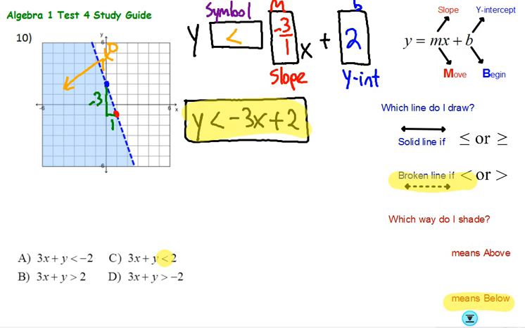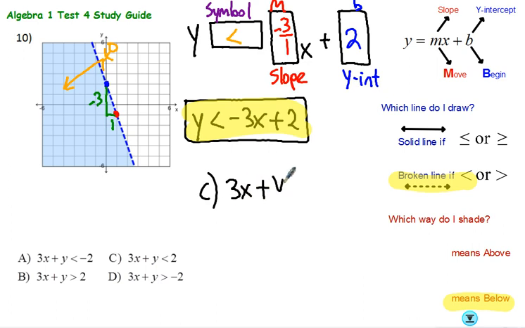The other thing, let's take a look at the symbol. The symbol is a less than. So maybe I'll start with the one that is also a less than. So you see that's a greater than. That's a greater than. That's a less than. But it says less than negative 2. I'm looking for less than a positive 2. So I'm going to start with C. I'm going to try this one first.